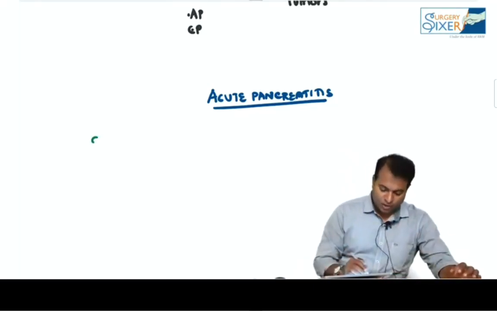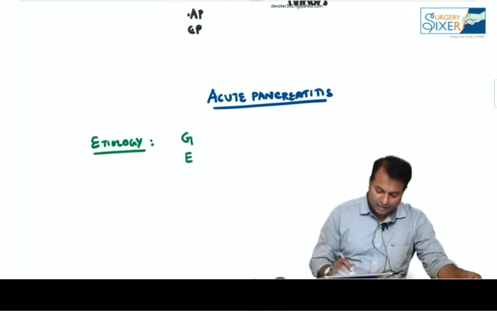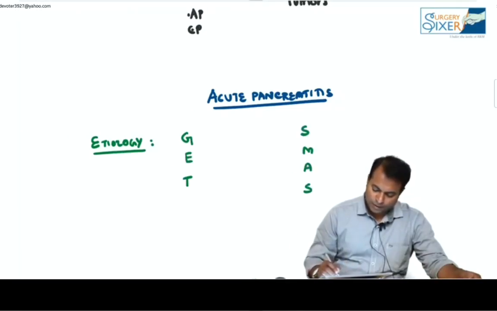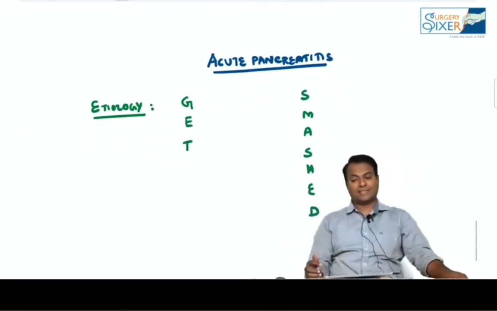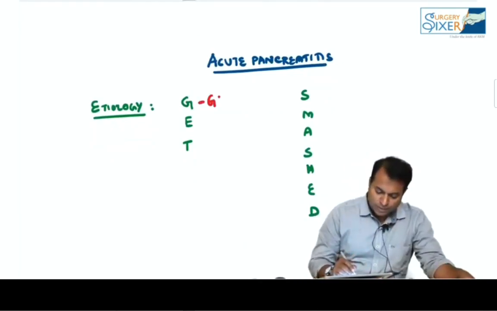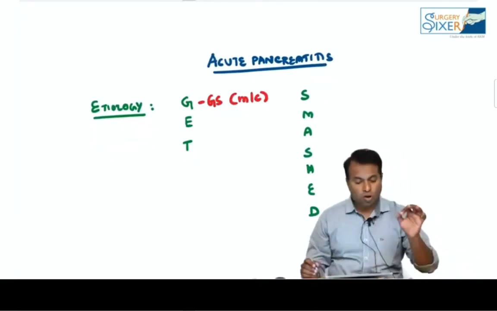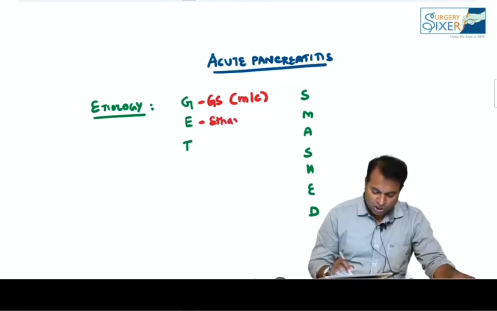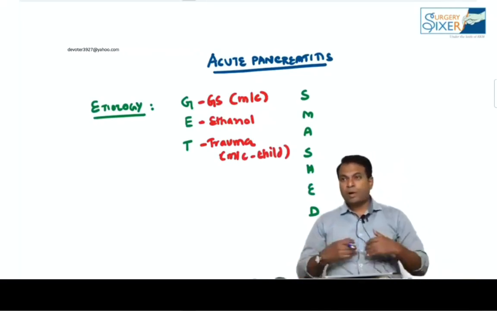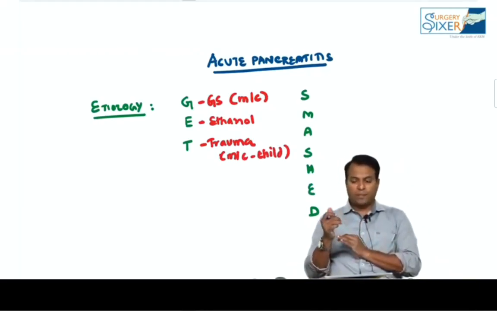Acute pancreatitis, what are the etiological factors? The mnemonic for etiological factors is GET SMASHED. G for gallstones is the most common etiology. The second most common etiology is ethanol. And in children, the most common etiology is trauma. Please don't forget, in children the most common is trauma to the pancreas. So the most common etiologies are gallstones, ethanol, trauma.